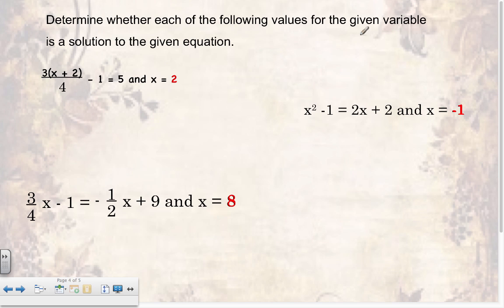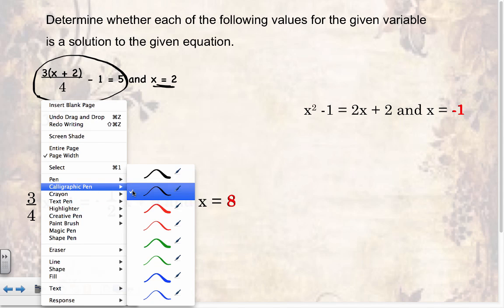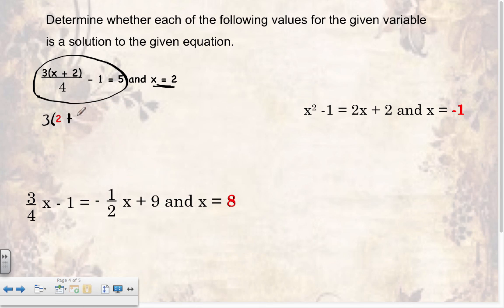All right, determine whether each of the following values for the given variable is a solution or not. All right, here's my equation. And I know it's an equation because there's that lovely equal sign right here. And now they just want me to sub in every time I see an x, they want me to put in a 2. Well, 3. And they want me to put in 2. Plus 2 over 4, and I minus 1, and I'm looking to get 5.